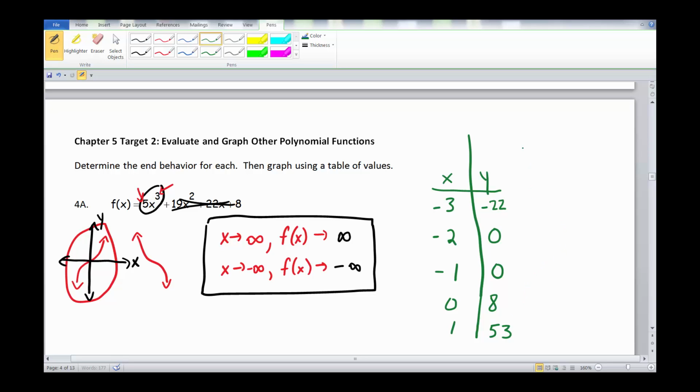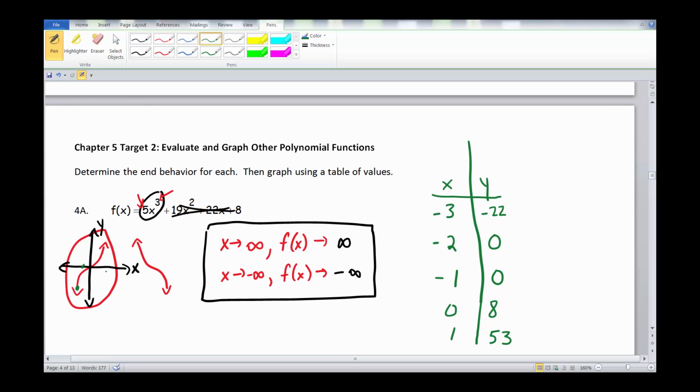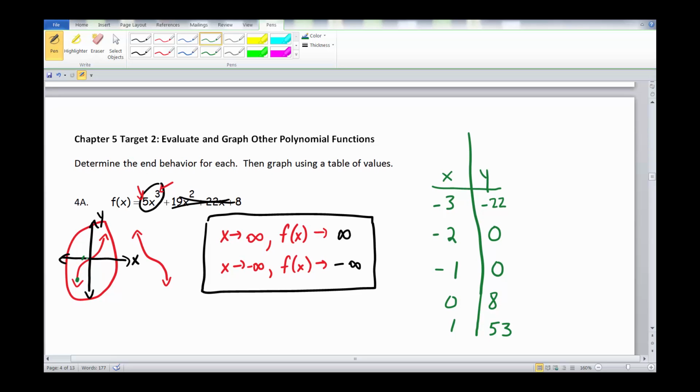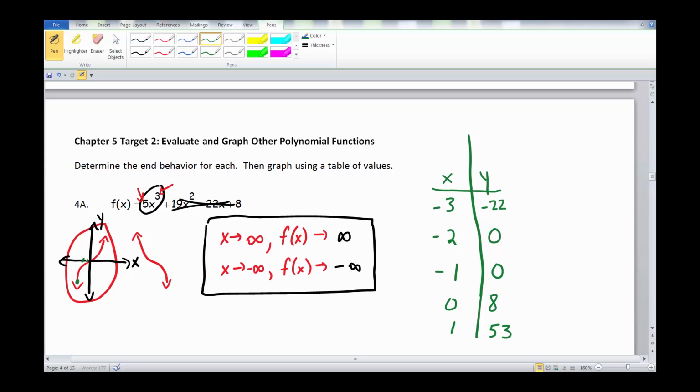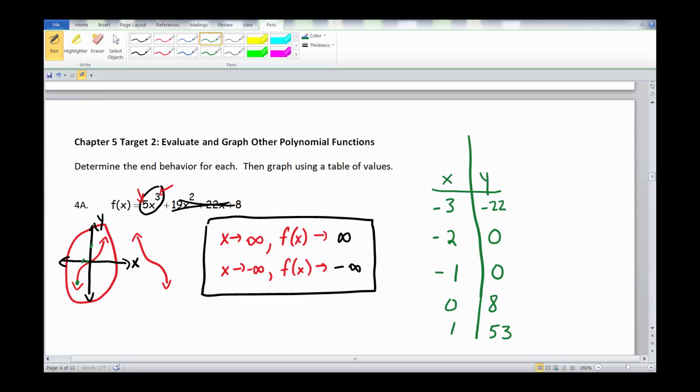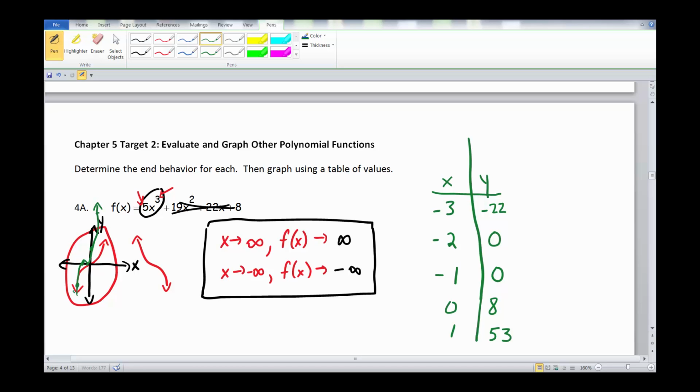Now, in graphing this, again, a really rough sketch: -3, -22, we could see would be down here. -2, 0, it looks like it comes up to right around there. And then -1, 0 does the same thing. And then at 0, we see it go upward toward 8. And then at 1, we see it skyrocket toward 53. So overall, we would see an image doing something maybe like this. But again, it pretty much matches the red one that we saw. So again, that is our Chapter 5, Target 2, Problem 4a from our Chapter 5 study guide.